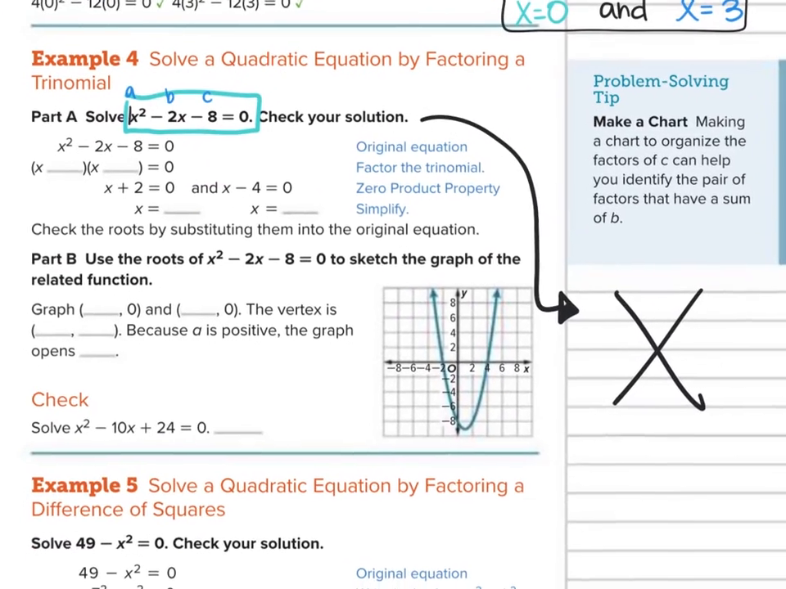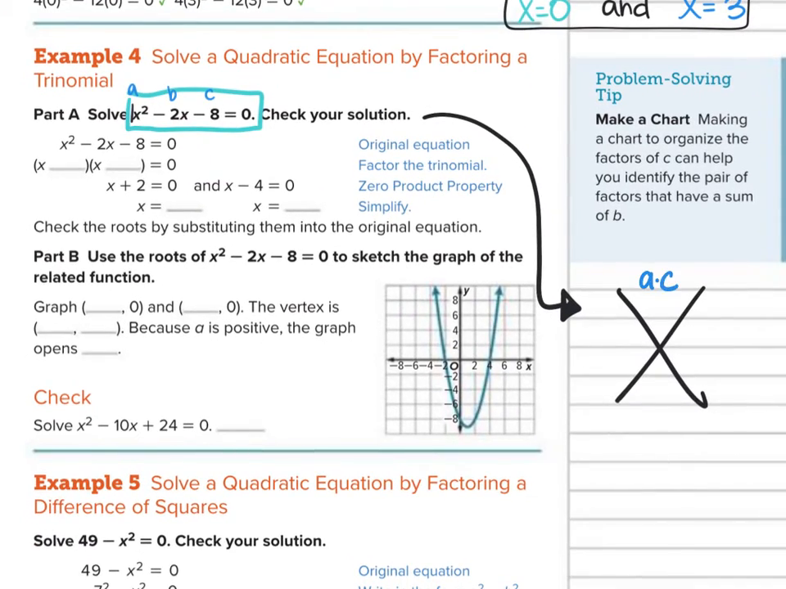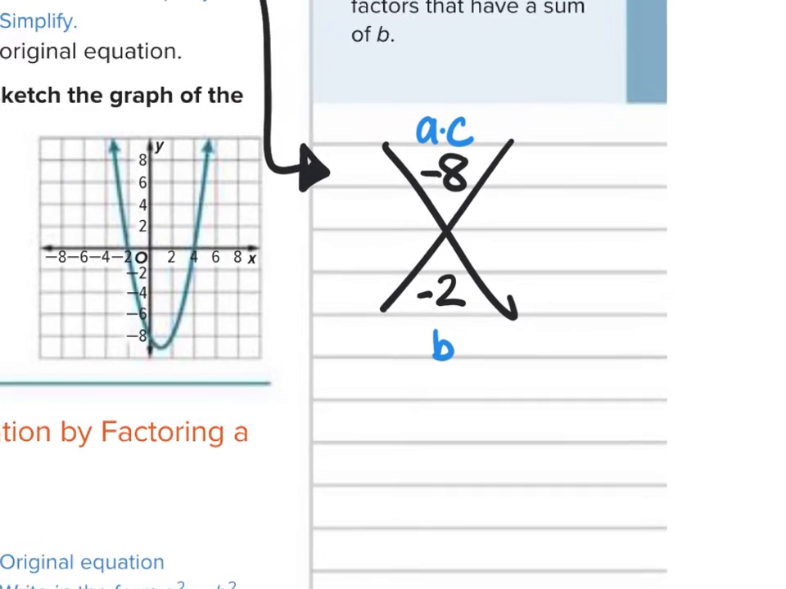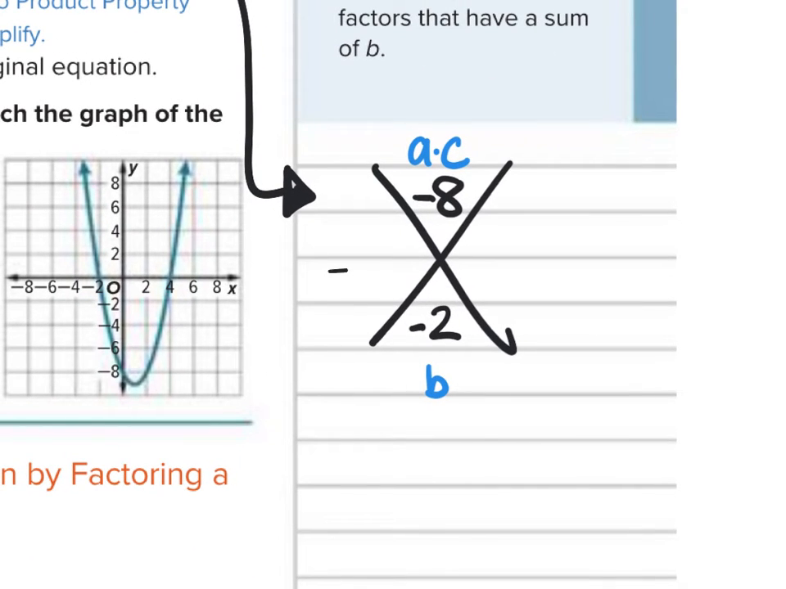All right, so on the top, I want A times C. So 1 times negative 8 gives us negative 8, right? Now the bottom, so I need two numbers that multiply to get negative 8. What do they need to add to? What's the B? Negative 2. Don't need the x though, okay? All right, so think for a sec. What two numbers multiply to get negative 8 and add to negative 2?